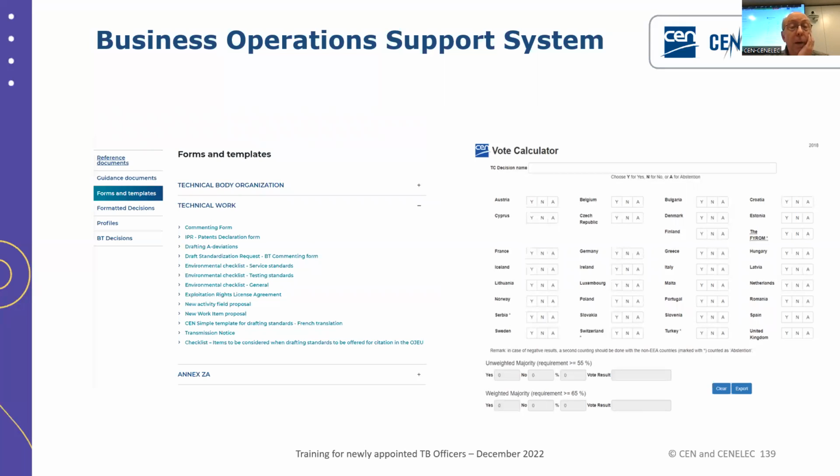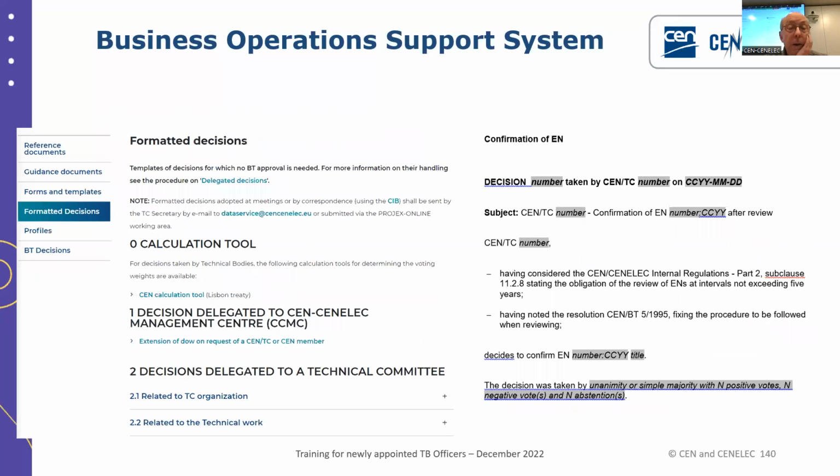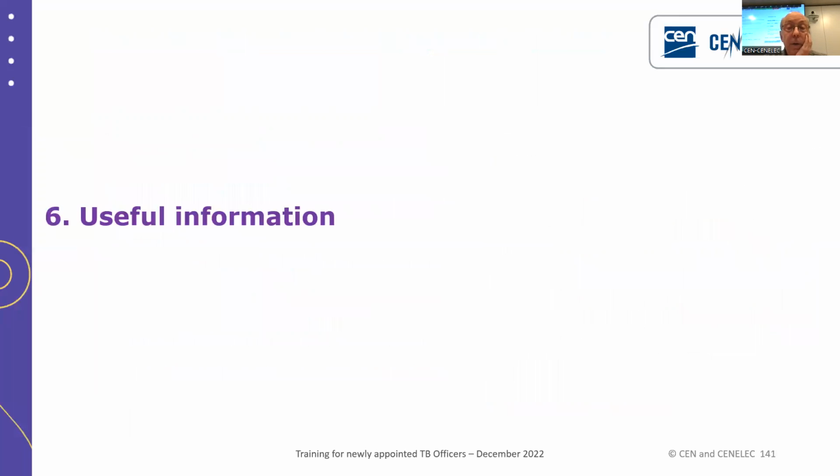You have a list here of the forms and templates. There is even a little calculator to know what is the percentage if this and this country vote against the standard, etc. There is a lot of information, like the template for various types of delegated decisions.